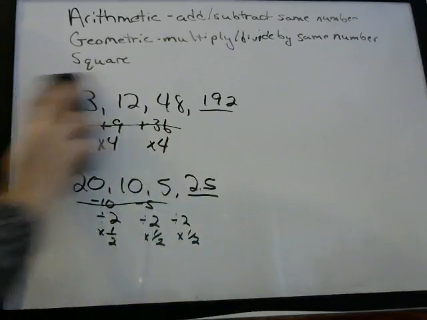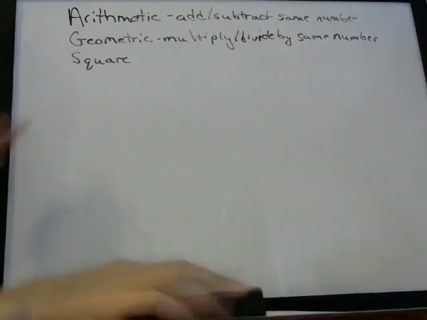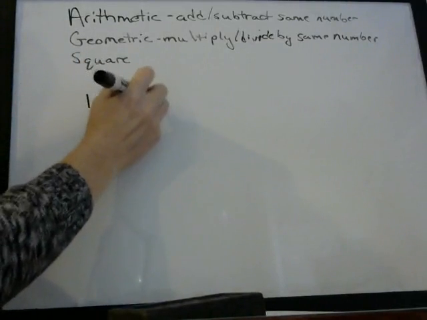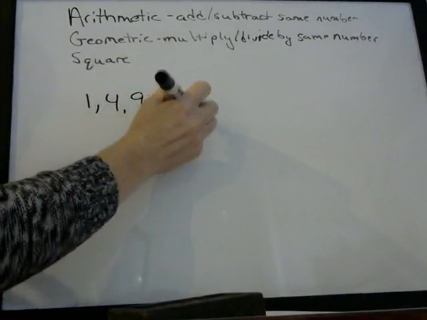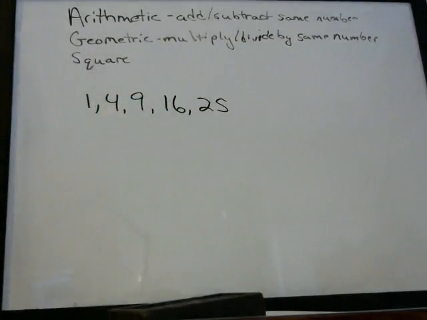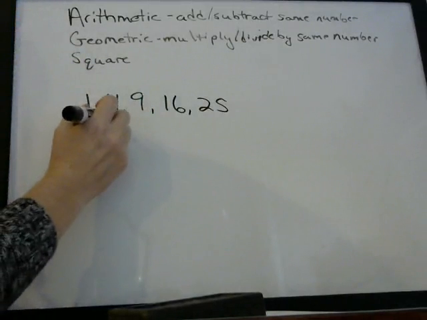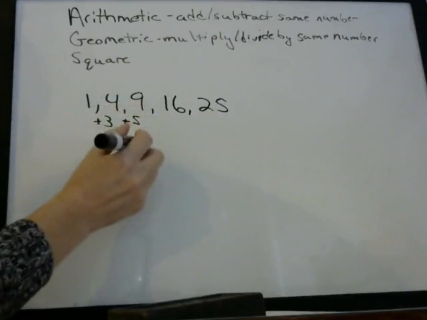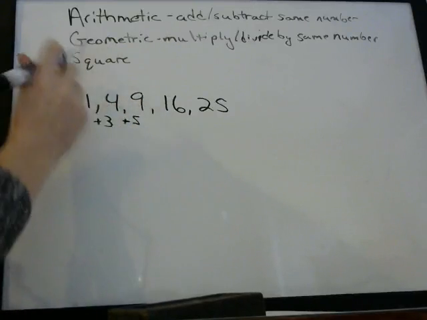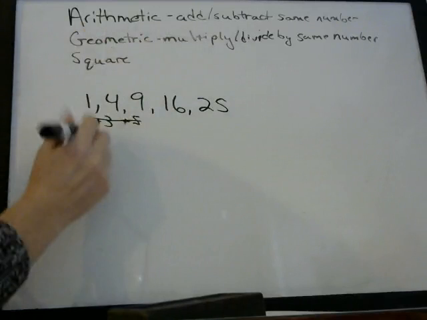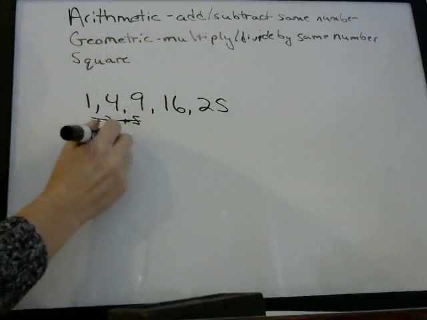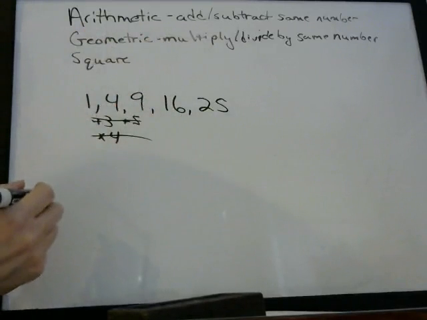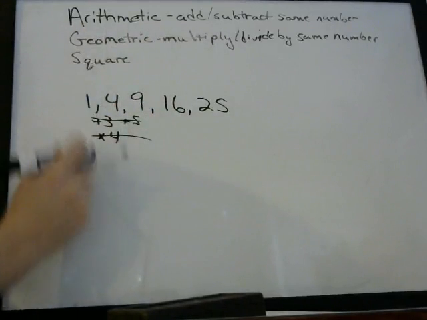The other sequence I want you just to be aware of is this, where they might just simply be squaring the numbers. So I want you to be able to look out for that. So if you got something like this, well, the first thing you would do is, is it arithmetic? Okay, well, we added 3 here. We added 5 here, so no, it's not arithmetic. Is it geometric? Well, to go from 1 to 4, you'd multiply by 4. To go from 4 to 9, well, you're not multiplying by 4, so it's not that. Are they squaring the numbers?